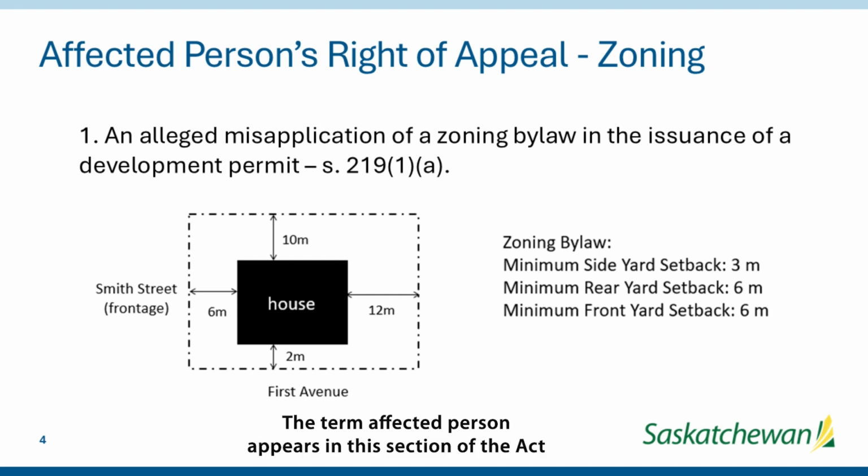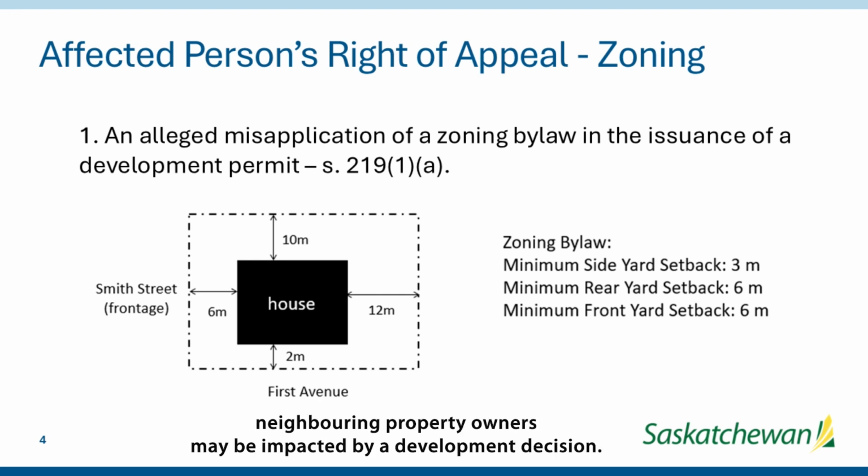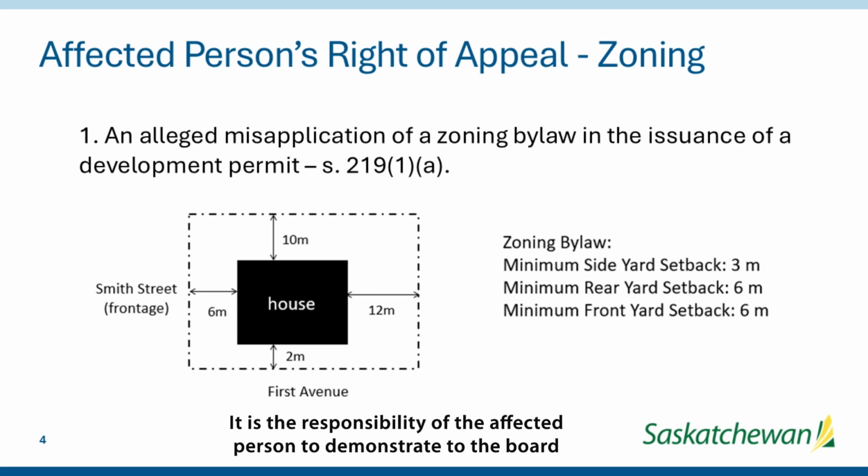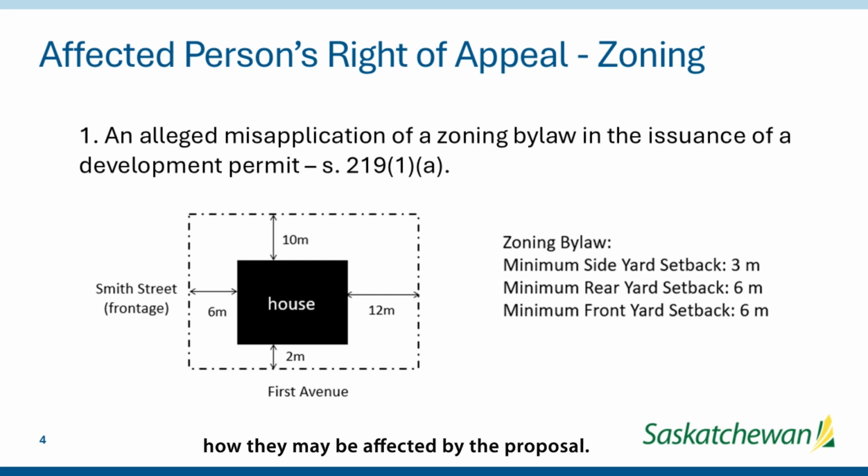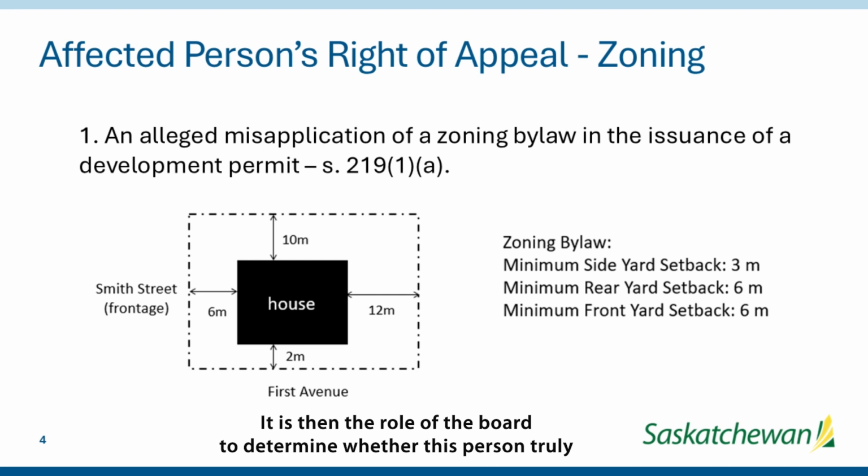The term affected person appears in this section of the Act to recognize that, in some cases, neighboring property owners may be impacted by a development decision. It is the responsibility of the affected person to demonstrate to the board how they may be affected by the proposal. It is then the role of the board to determine whether this person truly has jurisdiction to file an appeal as an affected person.